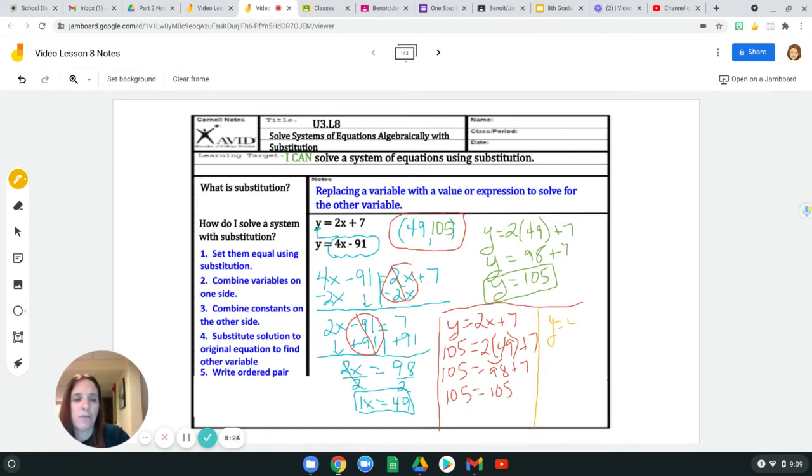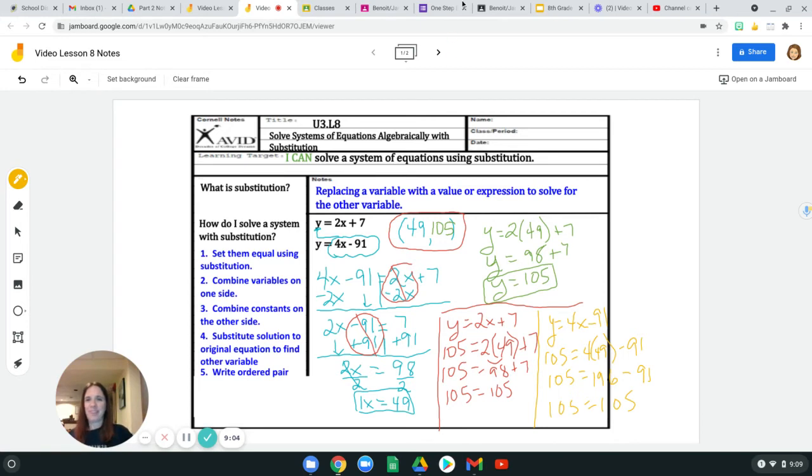y equals 4x minus 91. y is 105. x is 49. Four times 49. Oh my goodness. That would be a 6. 16, 17, 18, 19. 196 minus 91. That is 105. Okay, so the checks that we tried so hard to get you to as 7th graders really pay off as 8th graders because you can make sure that your point of intersection is correct.